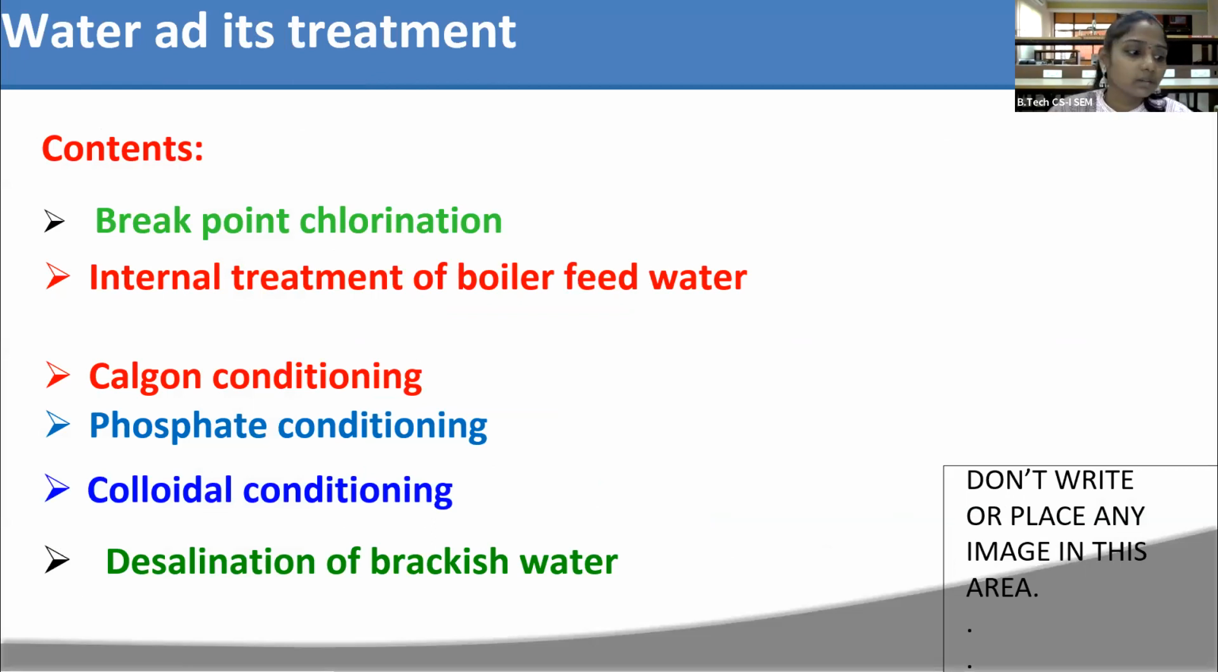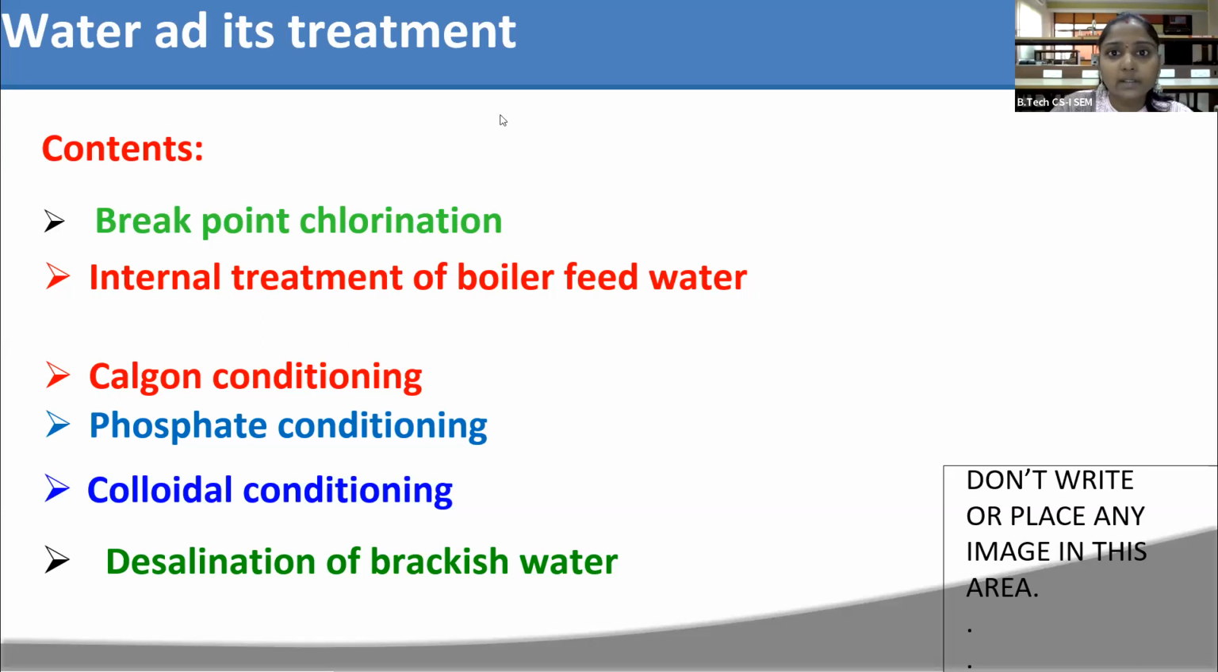In the treatment of potable water, four steps are present. First one is screening, second one is aeration, third one is coagulation, flocculation, sedimentation, and last one is disinfection. Okay, first one screening, aeration, sedimentation, coagulation, flocculation, and last one is disinfection.